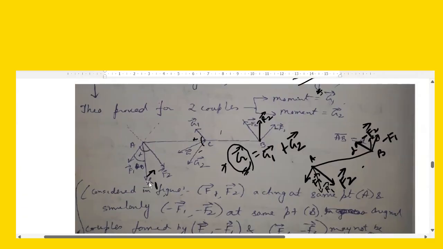If you take the angle between R1 and F1 like this, then what will be the angle between R2 and minus F2? This will be again this theta only, because F1 is parallel to minus F1 and R1 is parallel to minus R1, that is R2. So the angle between these two will also be the same. Whether you use alternate angles or corresponding angles, using the parallelism of the two lines you will get the two angles to be the same. So that's what we are using right now.